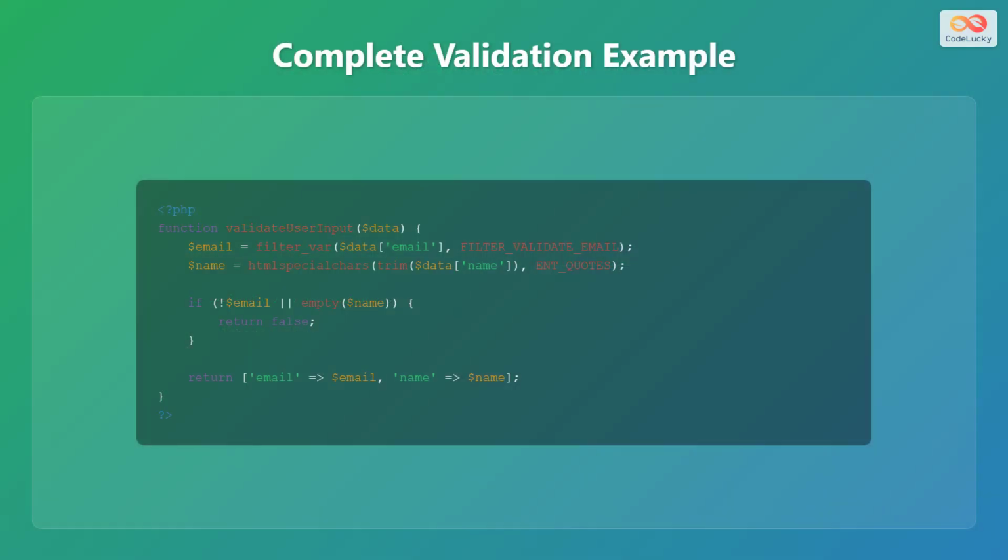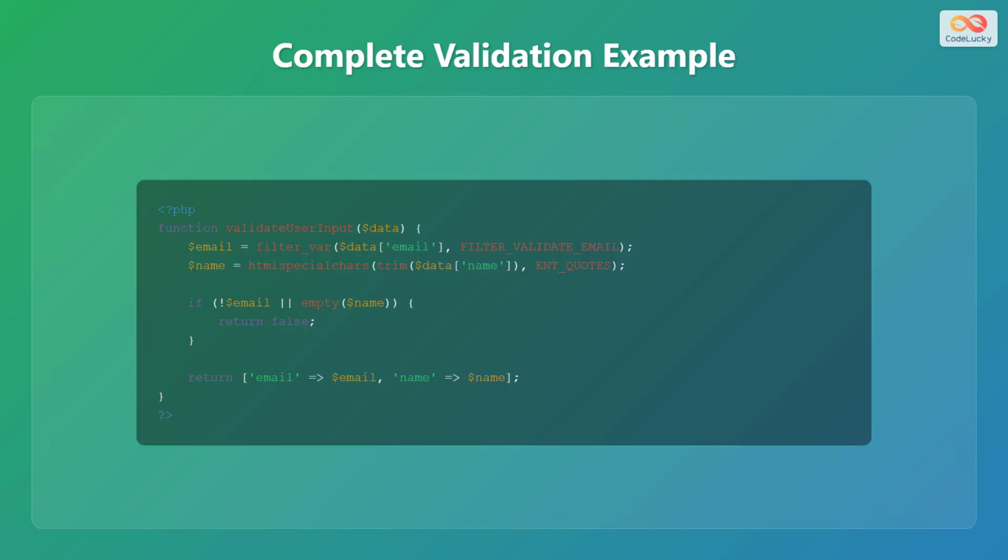Here's an example of a complete validation function that uses both validation and sanitization techniques. We define a function called validate_user_input that takes a variable data as an argument. Inside the function, the variable email is assigned the result of the filter_var function with the email field from the data array and FILTER_VALIDATE_EMAIL. The variable name is assigned the result of the htmlspecialchars function with a trimmed version of the name field in the data array with ENT_QUOTES.